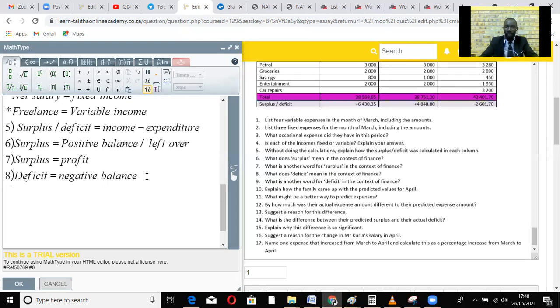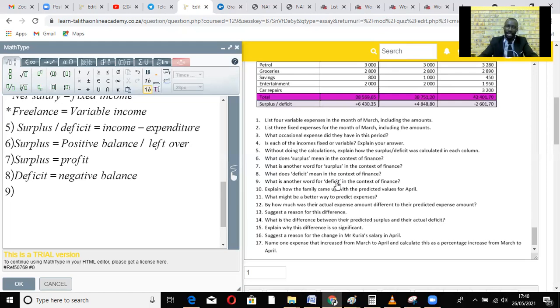Deficit then means you will have to use the money that you had saved to take care of the current expenses, because then you don't have enough money, you're in negative balance. Expenditures have become more than income, and so you have negative balance, and that is what we call deficit in the context of finance.